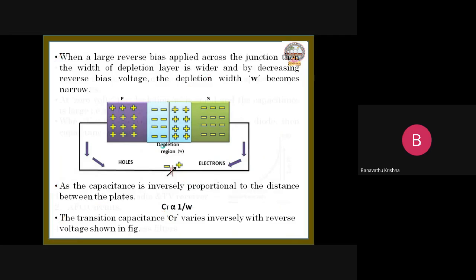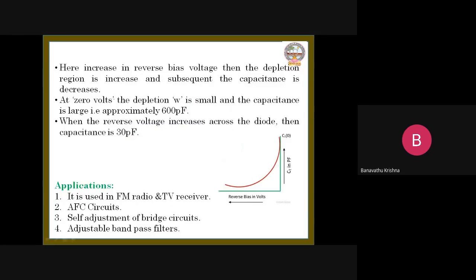Here, let us see the graphical representation of the Varactor diode. By increasing the reverse bias voltage, the capacitance decreases. Suppose the reverse bias voltage is decreasing, then the capacitance increases because of the change in width of the depletion region. Let us see the points here. An increase in reverse bias voltage increases the depletion region and subsequently the capacitance decreases.